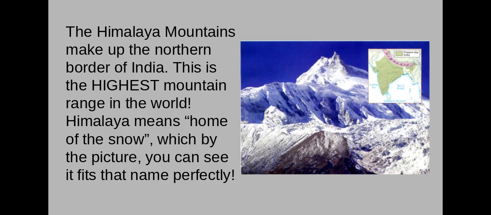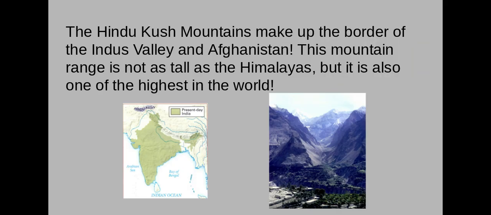Now, the Himalaya Mountains make up the northern border of India, and this is the highest mountain range in the world, also home to Mount Everest. Now, Himalaya means home of the snow, which by the picture you can see it fits that name perfectly. There's always going to be snow there because it is so high.